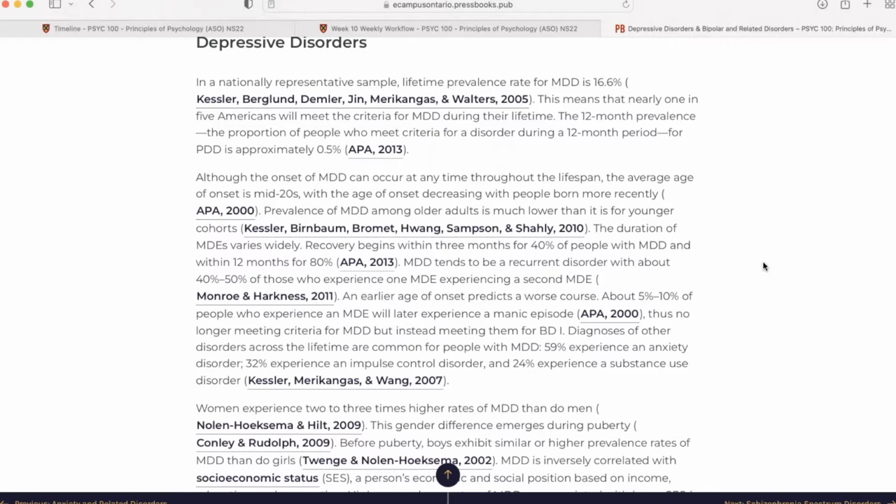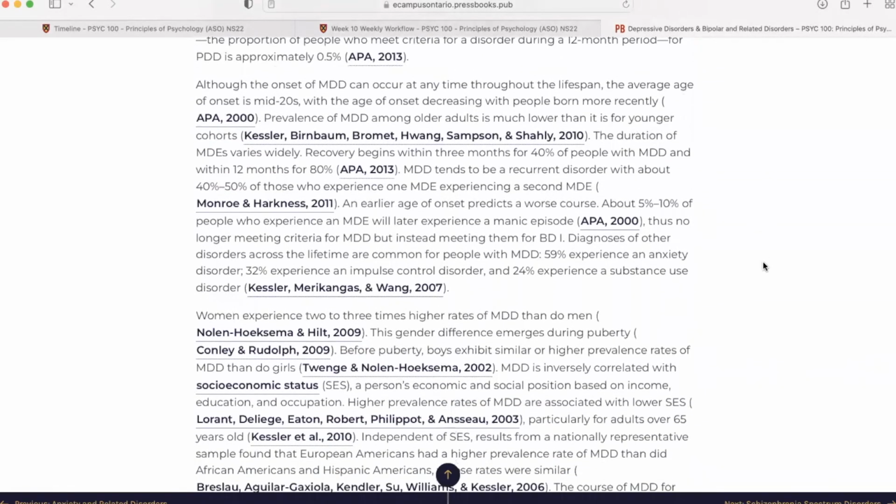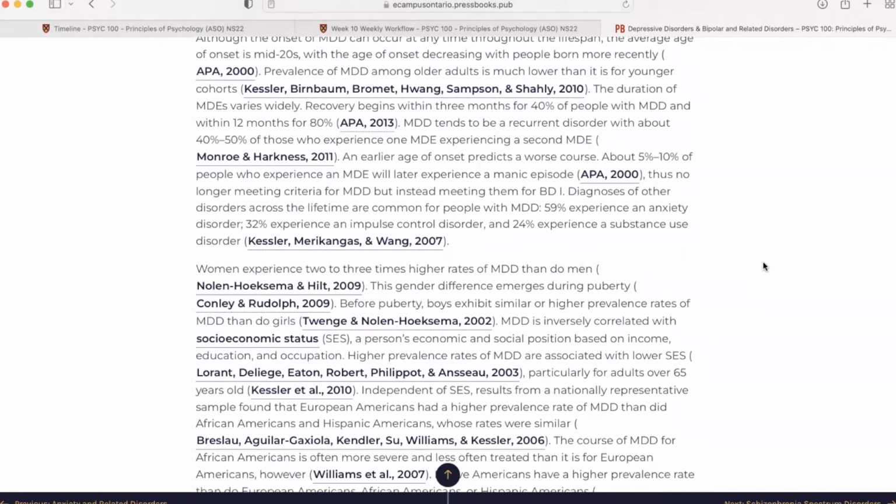The duration of MDEs varies widely. Recovery begins within 3 months for 40% of people with MDD and within 12 months for 80%. MDD tends to be a recurrent disorder, with about 40 to 50% of those who experience one MDE experiencing a second MDE. An earlier age of onset predicts a worse course.